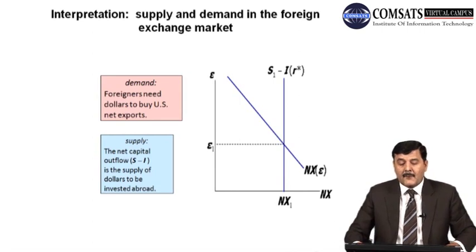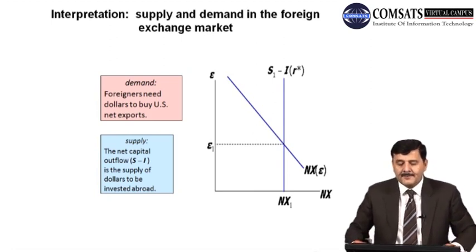Now the demand: foreigners need dollars to buy net exports, while the net capital outflow S minus I is the supply of dollars to be invested abroad. So when we say that US net exports are positive, what do foreigners need? Dollars, right? So that is the demand. Now what is the supply? Supply is the net capital outflow, the supply of dollars to be invested abroad.